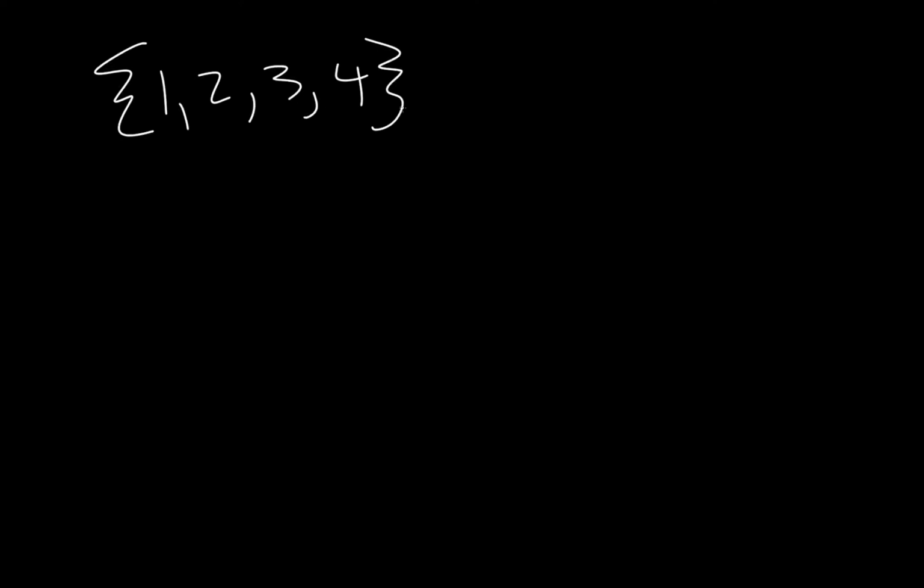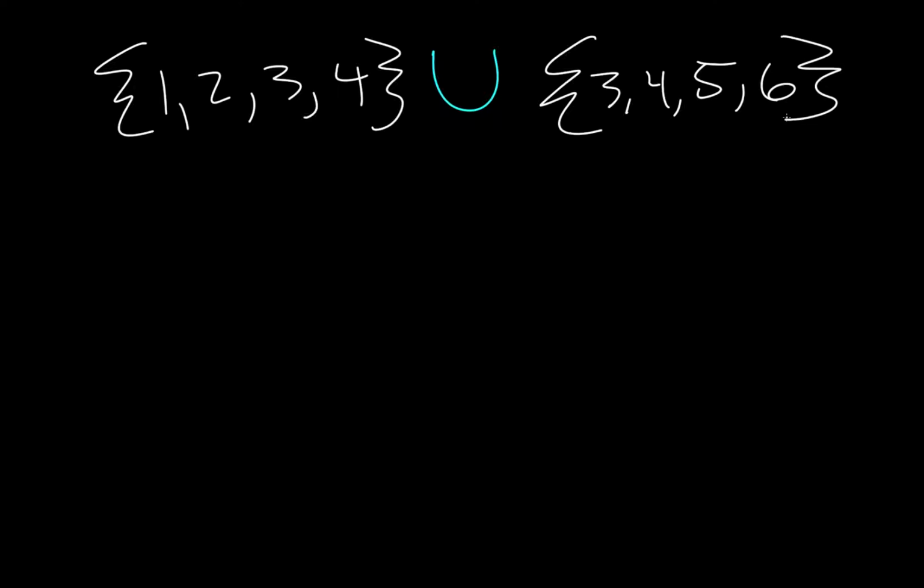We use these curly brackets or set brackets, and so this would be pronounced the set containing 1, 2, 3, and 4. Now we have an operation called union that can tie two sets together. Union looks like a U, like that. So if we have another set, let's say it's 3, 4, 5, 6, this creates a set that contains all the elements of both sets. So 1, 2, 3, 4, 5, and 6.